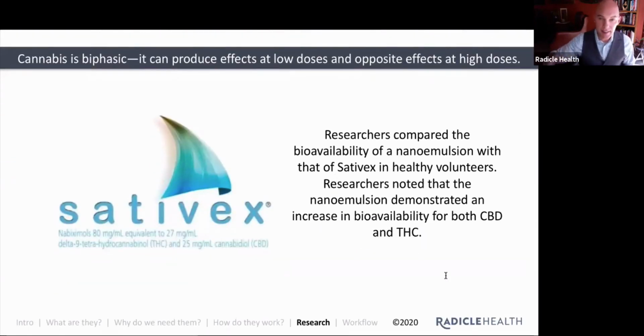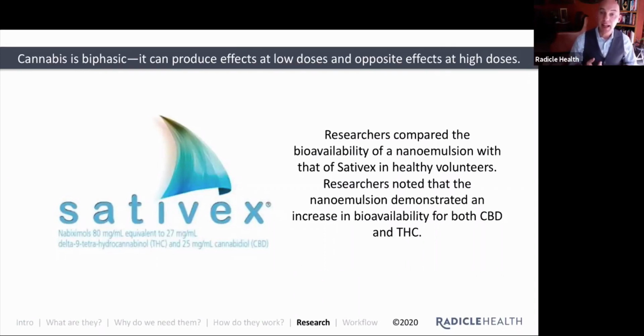So there is a second study, which was actually done in humans. Researchers compared the bioavailability of a nanoemulsion with that of Sativex in 14 healthy volunteers. This was done in 2018. These researchers created a novel oral THC and CBD nanoemulsion. They called it PTL 401. The volunteers received either a single dose of PTL 401 or an equivalent dose of Sativex. Now remember, Sativex is formulated as a transmucosal drug. It's intended to have a faster onset and higher bioavailability than other oral delivery formulations.